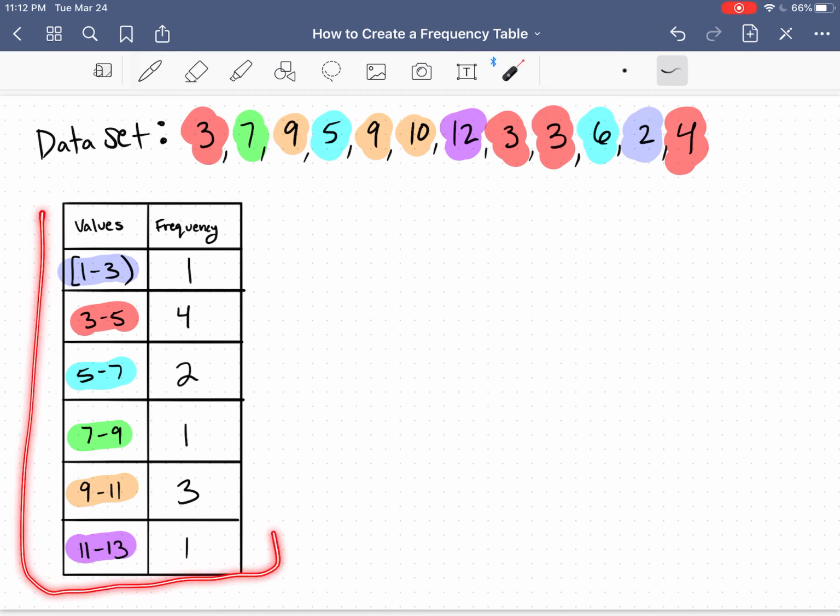So this is how I make my frequency table. You can do this for any interval that you want. I chose to count mine by 2s. You could honestly, if you really wanted to, do each value independently. I don't really like doing that because for some of these I would have multiples, and then others I wouldn't have any, and that would be a lot of wasted space in my table.